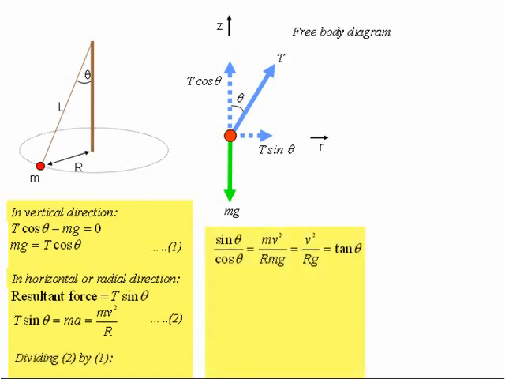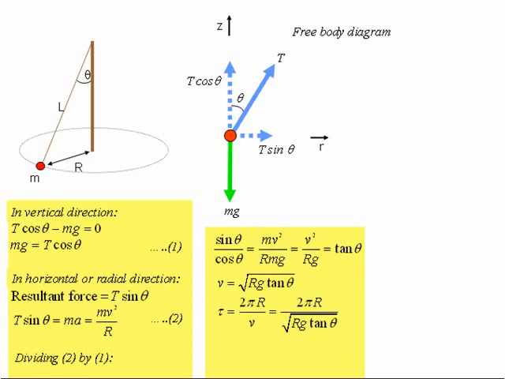If we divide equation 2 by equation 1, we get sine theta over cos theta equals v squared over rmg, which, cancelling the m's, gives us v squared over rg, which equals tan theta. Rearranging that gives us the velocity as the square root of rg tan theta.